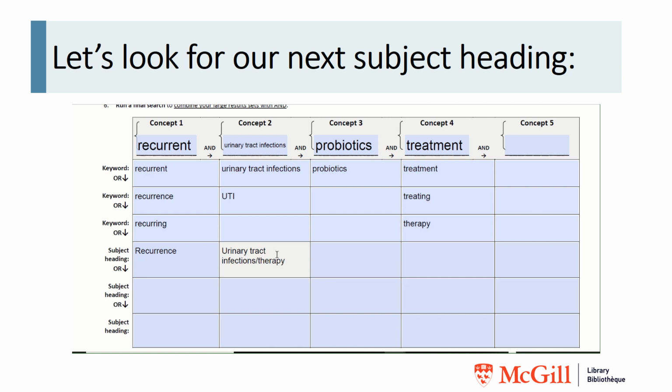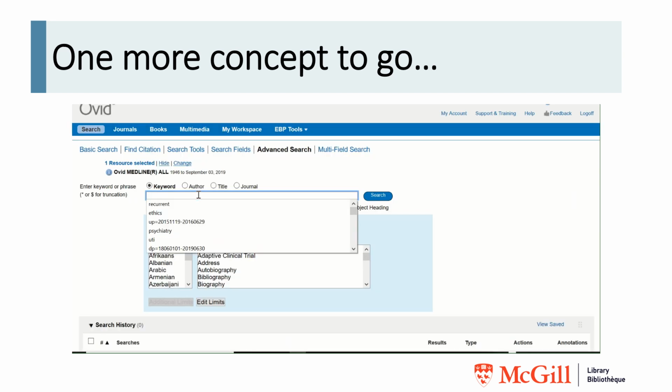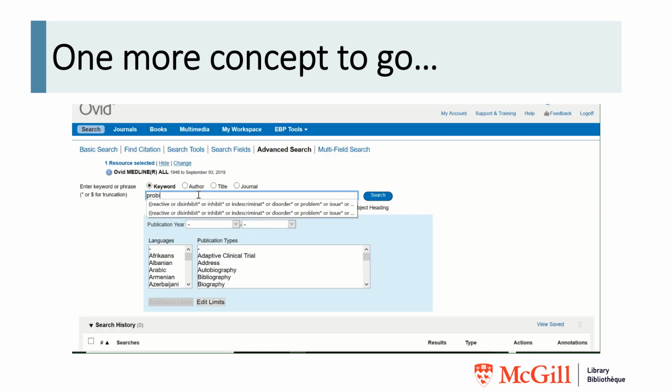What that means is that your concept 4 is actually here. You've got 2 for the price of 1. That's pretty cool. Great, so now we only have one more concept to go, and we're going to go back to the database and we're going to search for probiotics now. So let's see what we get.